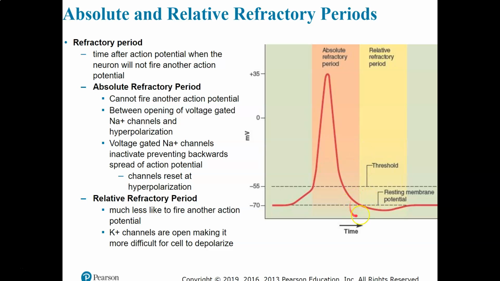Once we hit hyperpolarization, we enter the relative refractory period, where the cell is just much, much less likely to fire another action potential because there are still potassium channels open, which makes it hard for the cell to depolarize. Once the cell goes back to its normal resting membrane potential, it is ready to fire another action potential.